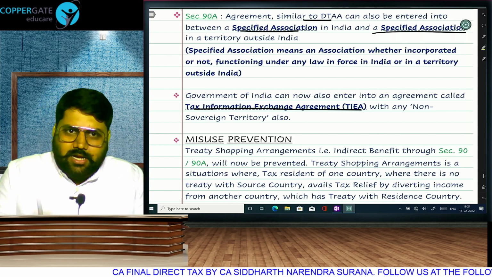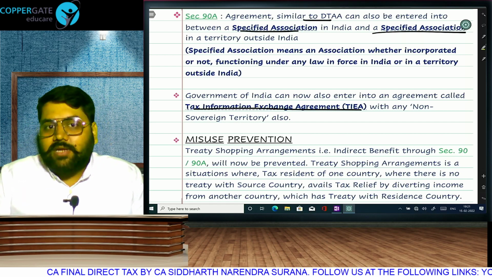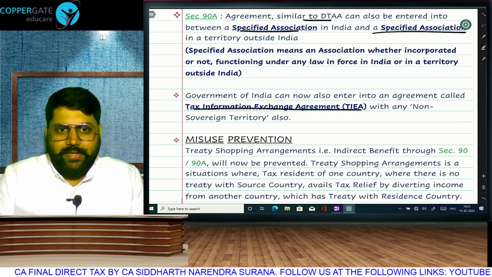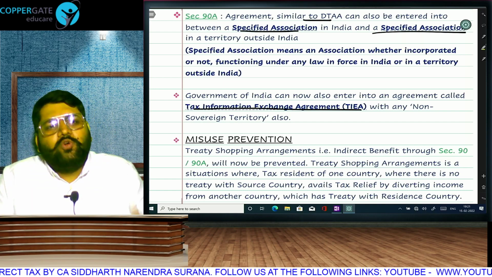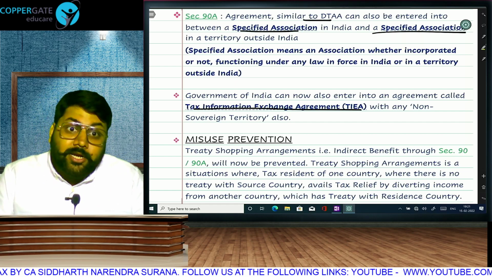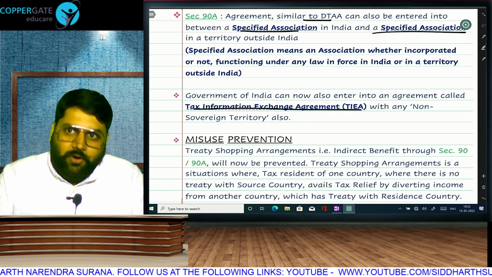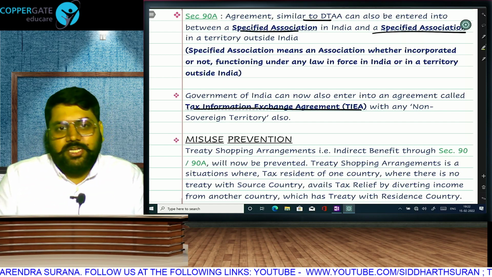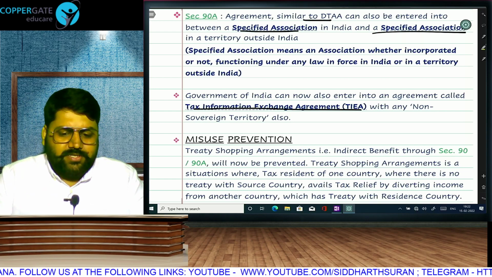More importance comes to these agreements where that country does not have tax. Imagine UAE, Dubai, no tax. So, we cannot do DTAA because where there is no tax, where is the question of relief from double taxation? But we still want information. So, what will we do? Tax Information Exchange Agreement. So, you give us tax related information.